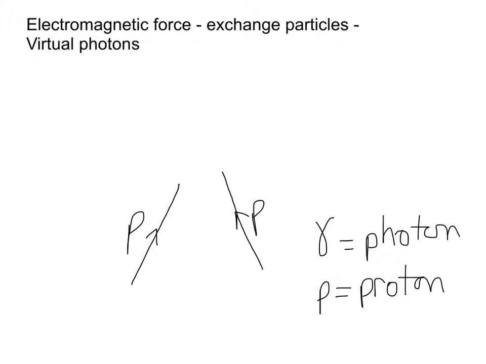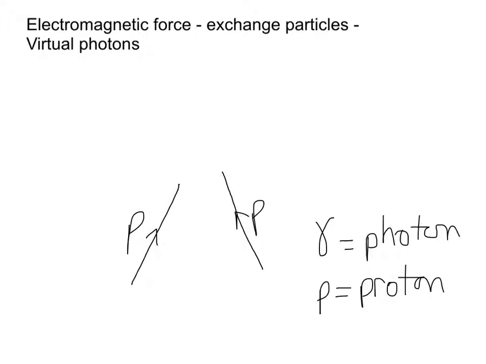Richard Feynman came up with a way of representing how particles interact, and also how to represent the forces using exchange particles responsible for the interaction. So for the electromagnetic force, the exchange particle is a virtual photon. When two protons move towards each other, they experience a repulsive force, and the electromagnetic force is responsible for this.